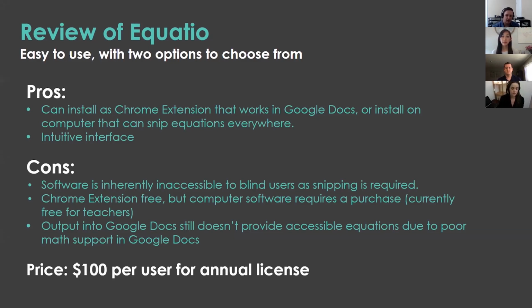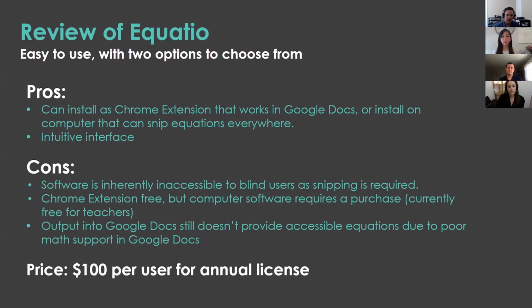So some of the drawbacks, the software isn't inherently accessible to blind users because you do have to use snipping. You have to snip an image, and so creating that snipping bounding box is inherently inaccessible. Like I said, the Chrome extension is free, but the computer software requires a purchase. It is currently free for teachers from what I saw, but I added that last minute and I didn't actually sign up for it because I'm not a teacher, but it might be possible. And then output to Google Docs still doesn't provide accessible equations, but that's due to poor math support within Google Docs.